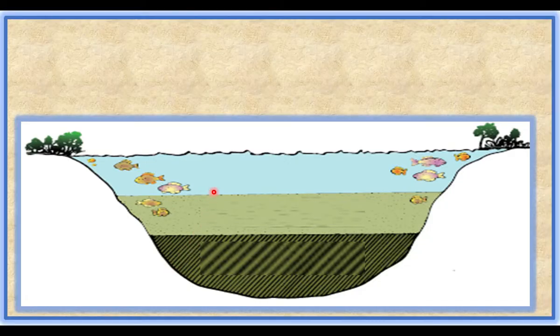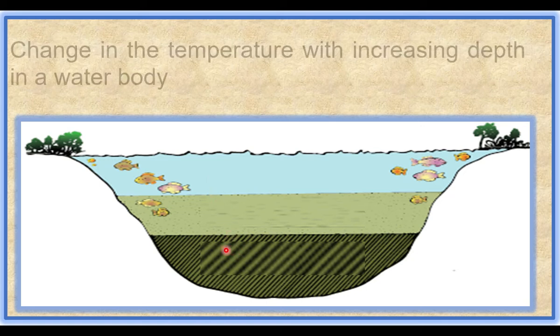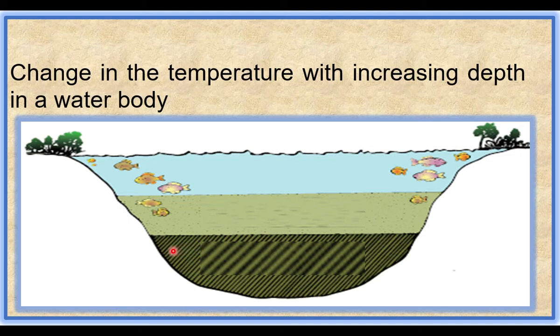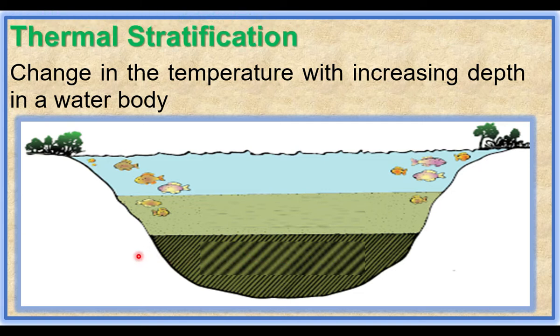In an aquatic ecosystem, when the depth increases, the temperature level varies. Change in the temperature with increasing depth in a water body results in different layers called thermal stratification. Thermal stratification is seen in aquatic ecosystems. So different layers are formed. These layers are called thermal stratification.